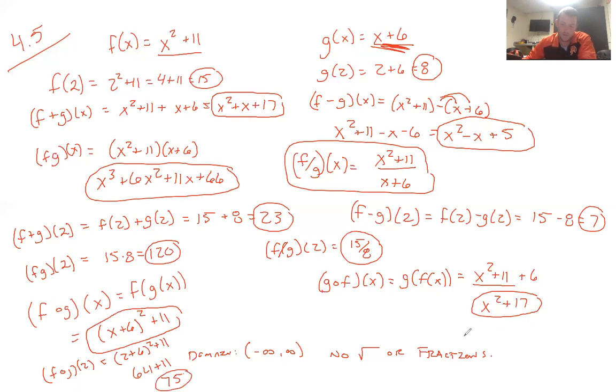This one, g of f of 2. Again, work out g of f, and then plug in 2. So this would be 2 squared plus 17. So that'd be 4 plus 17, which is 21.